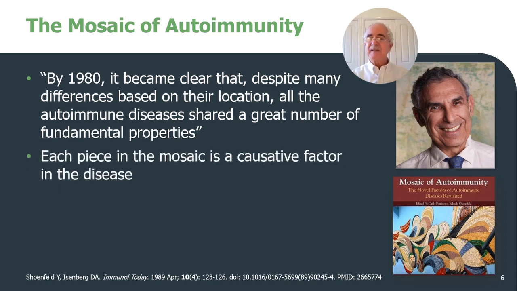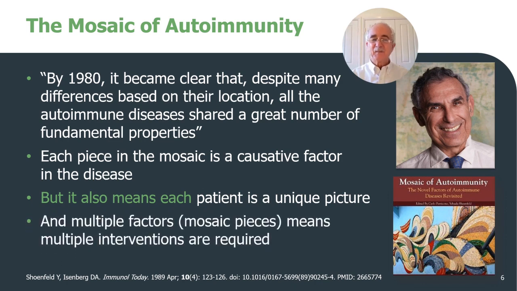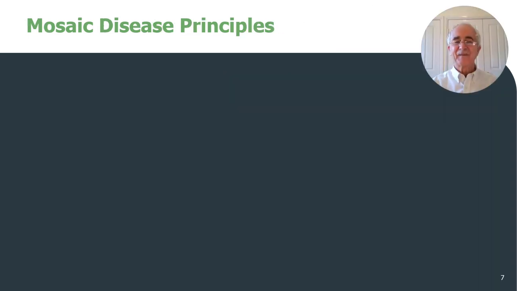Now, each piece in the mosaic is a causative factor in the disease, but it also means that each patient is a unique picture, and it also means that multiple factors or mosaic pieces or causative factors imply that multiple interventions are required. So, you know, if you just give one drug that targets one factor, you might get palliation of the disease, but you're not going to resolve it at that deeper level. You're not going to change its course per se.